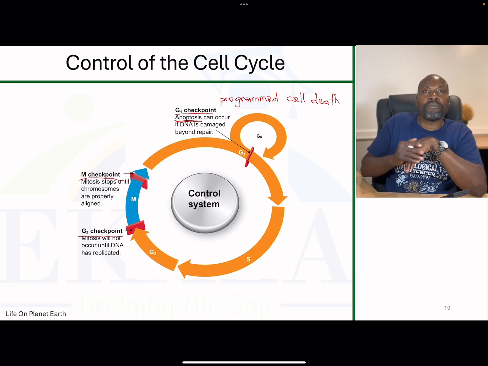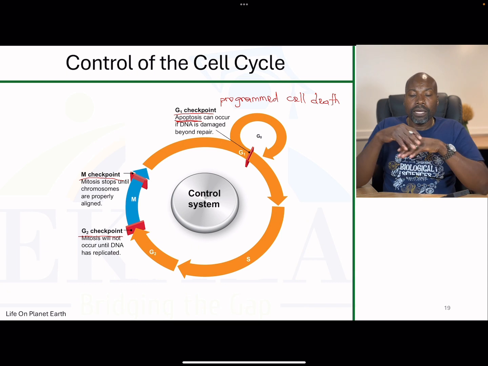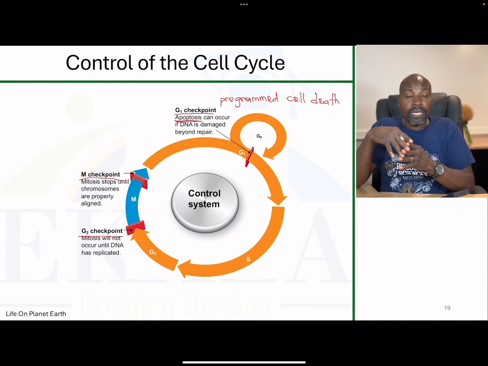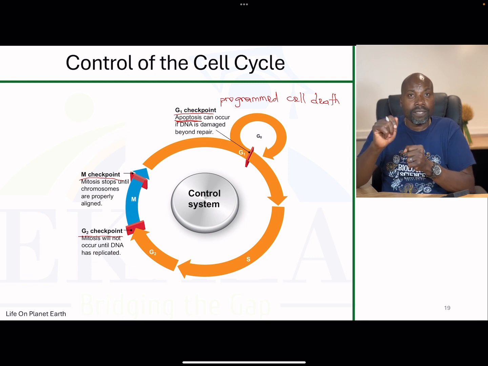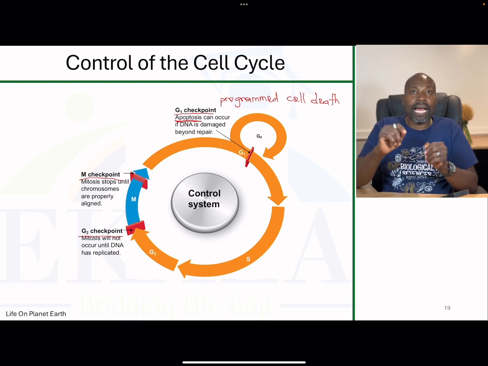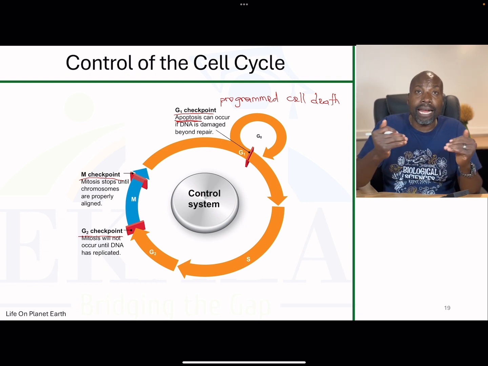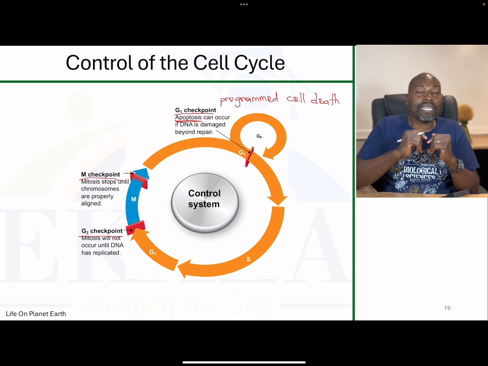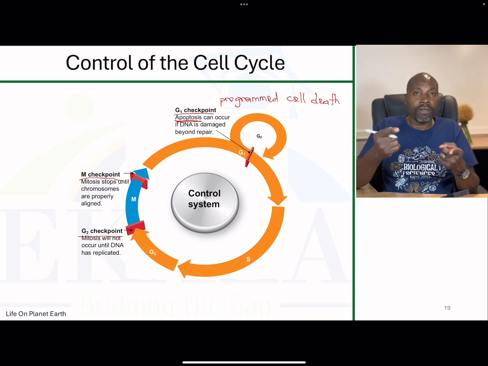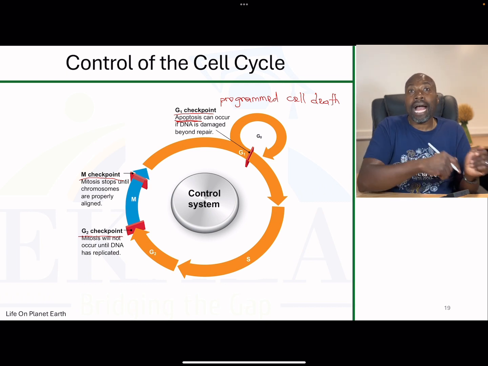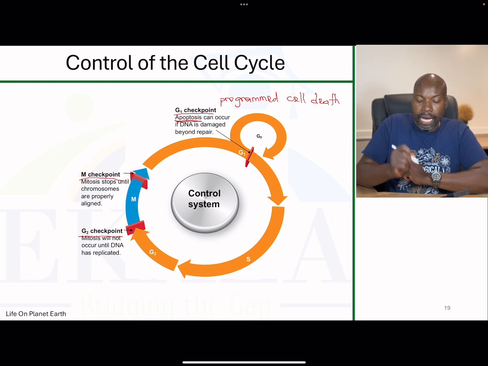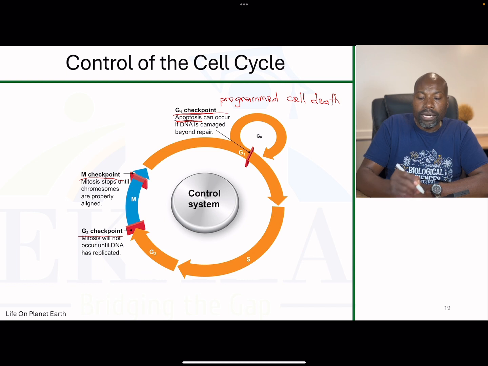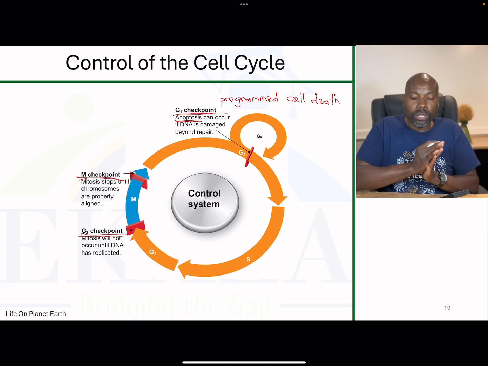Now, let me also tell you upfront that what triggers apoptosis is the tumor suppressor genes. The tumor suppressor genes technically say stop the cell cycle, right? They don't only say stop the cell cycle, they also trigger damaged cells to die by the process of apoptosis. So you already know the G1 checkpoint, the G2 checkpoint, the M checkpoint. We are not going to come back to that.